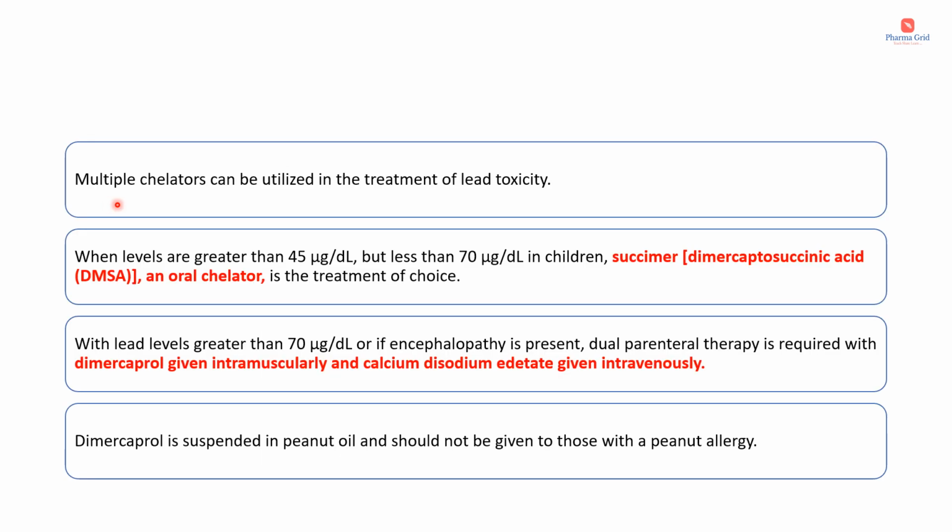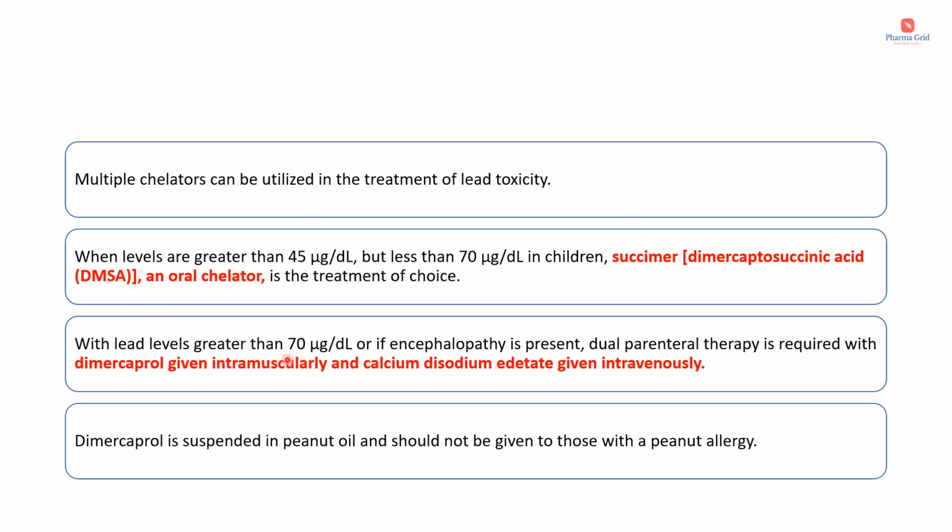Moving on to the treatment of lead toxicity. Multiple chelators can be utilized in the treatment of lead toxicity. When levels are greater than 45 micrograms per deciliter but less than 70 micrograms per deciliter in children, succimer, which is an oral chelator, is the treatment of choice. Succimer is also known as dimercaptosuccinic acid.